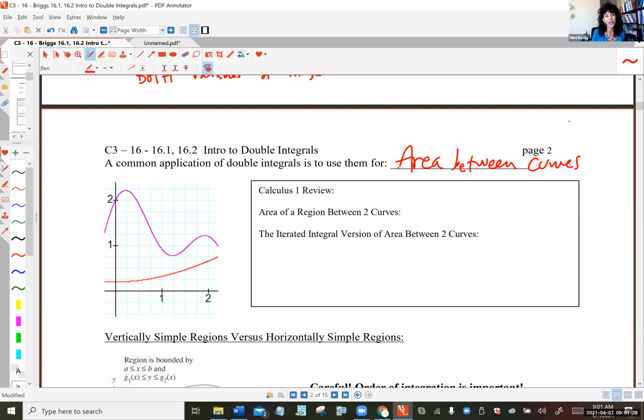Okay, so just go with it when you're learning this application. Don't just go, oh, I know this stuff already. You don't. There's room for more. Here we go. Calc 1 review, in case you forgot.